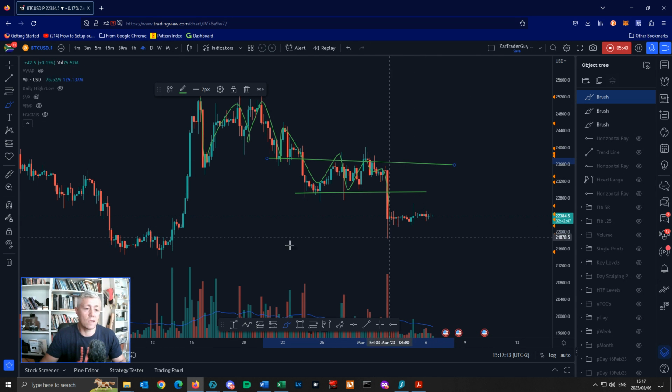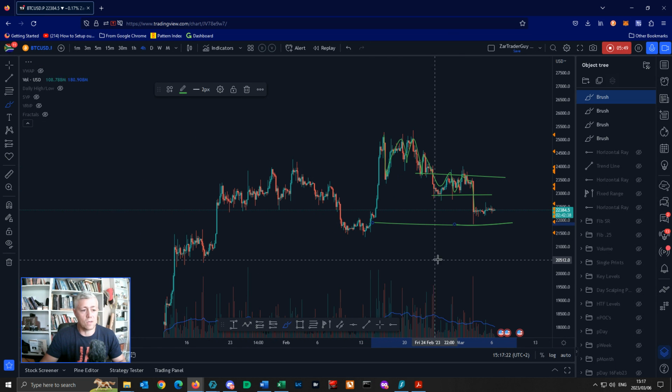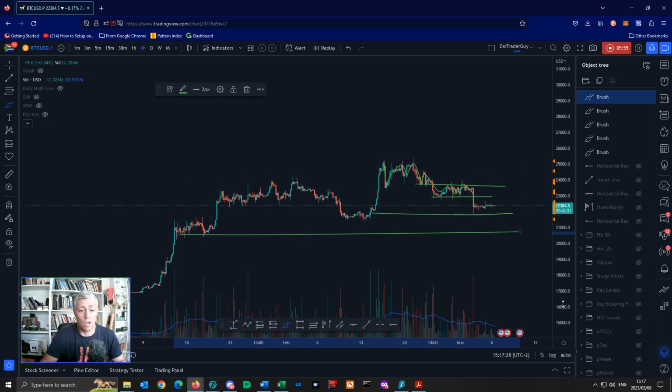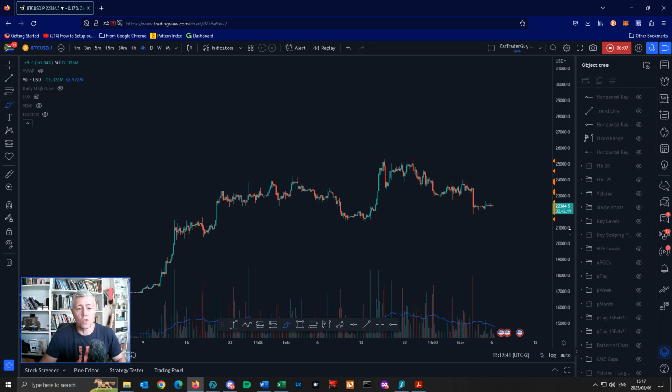But as long as we hold this area here, we could stay bullish. Very, very important. If we lose that area, there's not much liquidity until the $20,000 area. If we lose the $20,000 area, there's not a lot of liquidity up until 18,000 and below 18,000, 16,000. So very important for us to hold these areas. So let me just delete these off the chart.